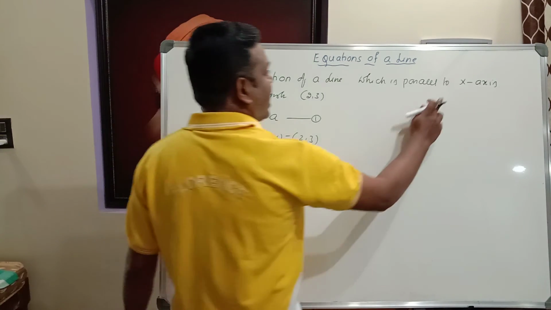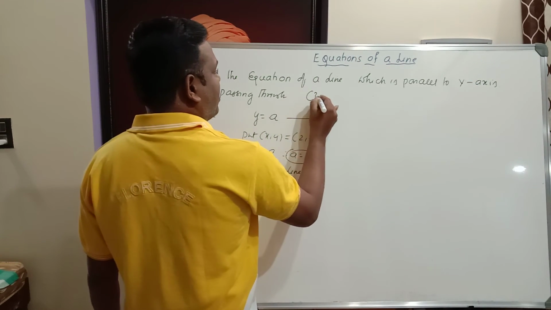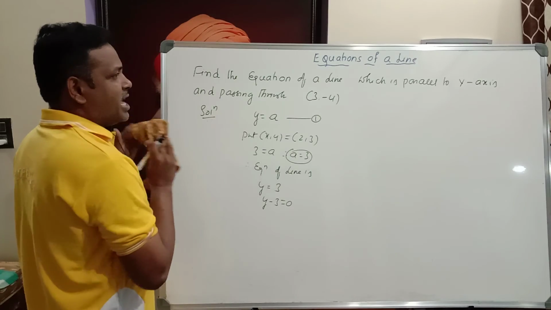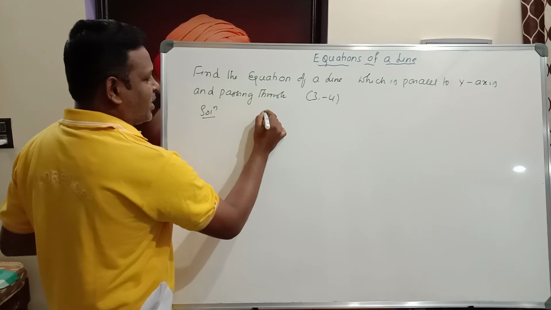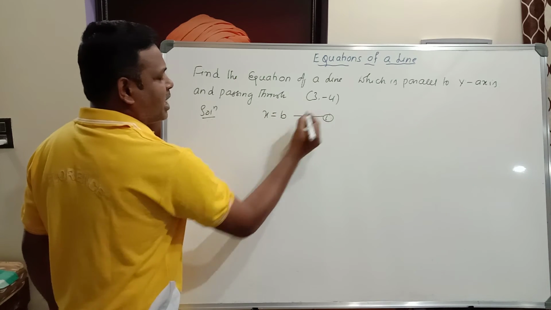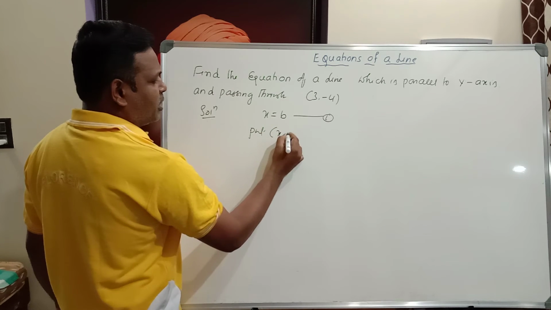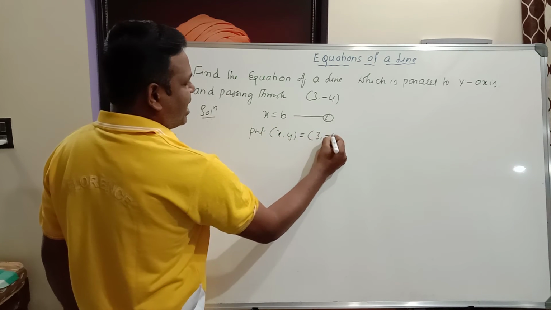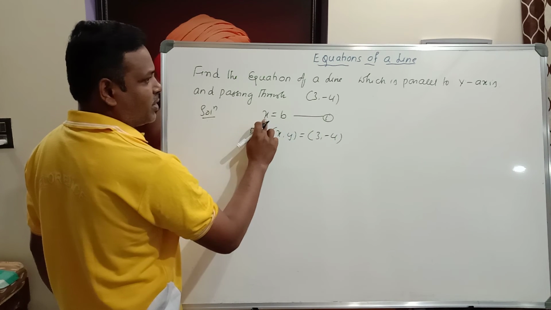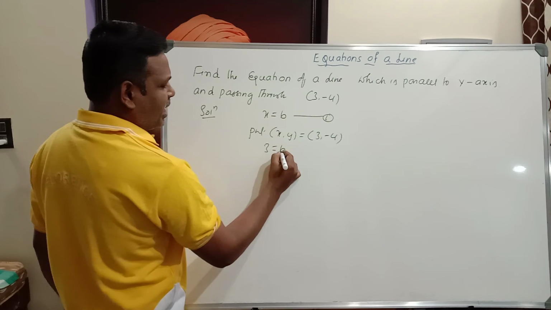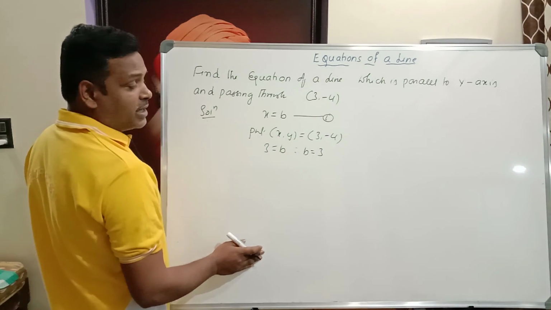Parallel to y axis and passing through the point 3 comma minus 4. So the equation of a line which is parallel to y axis is given by x is equal to b. Got my point? This line is passing through the point 3 comma minus 4. Therefore put x comma y is equal to 3 comma minus 4. x is 3, y is minus 4. Here we use the x value. So 3 is equal to b. Therefore b is equal to 3. Got my point?